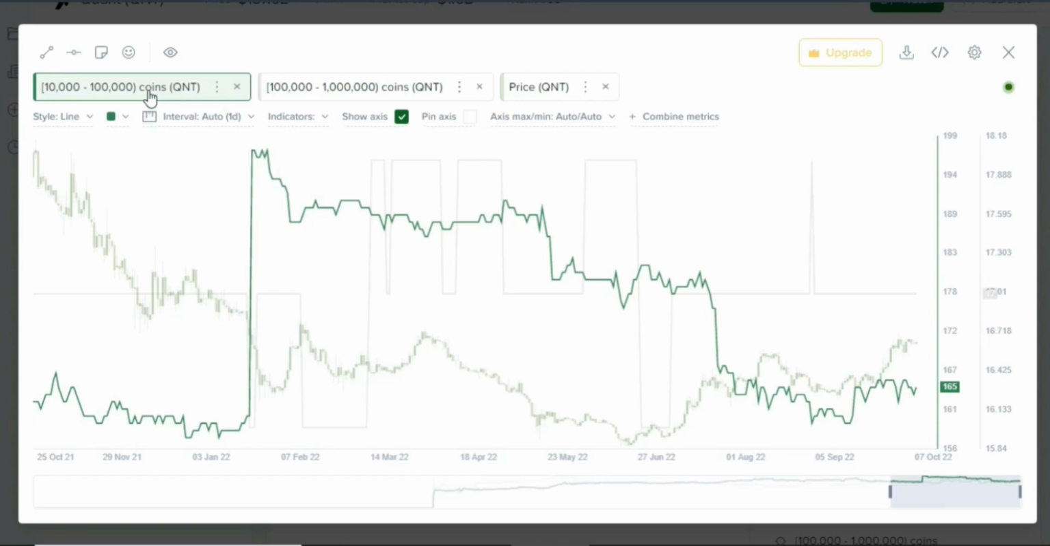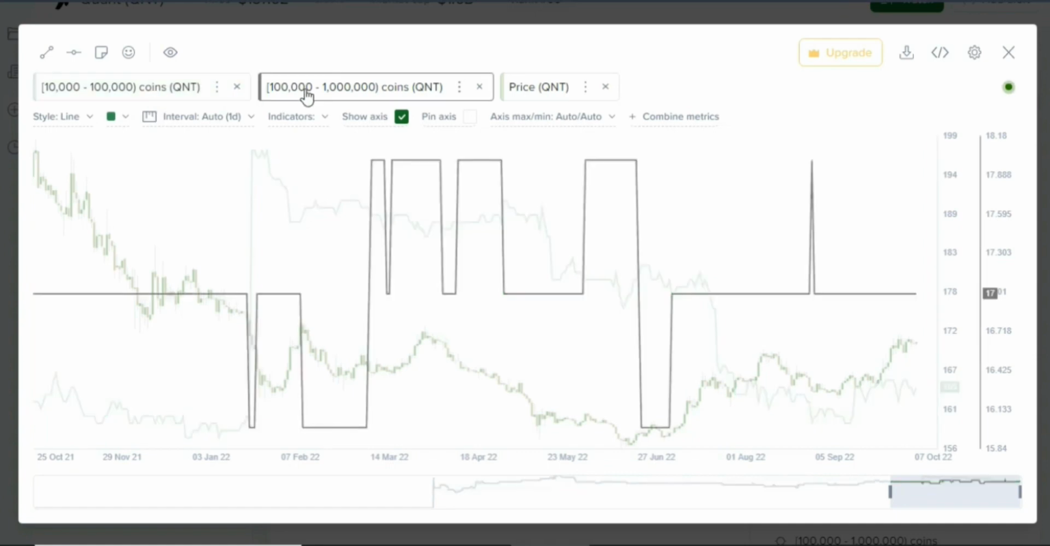the number of addresses that have at least 10,000 Quant up until 100,000. Then these ones right here have 100,000 plus Quant up until a million Quant, right? So you can see that with these ones, there isn't much movement when it comes to the number of addresses. At the moment, there are 17 addresses which have that much Quant, right? So it doesn't look like they are selling, so they're really not affecting the price.